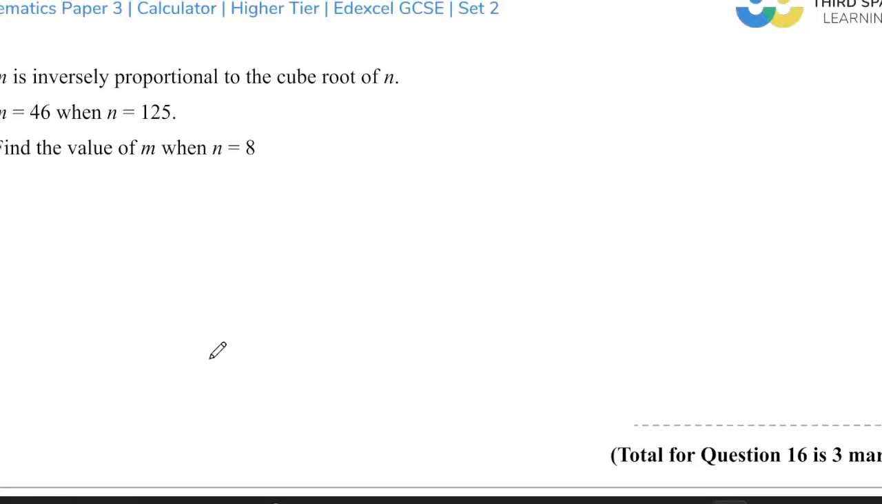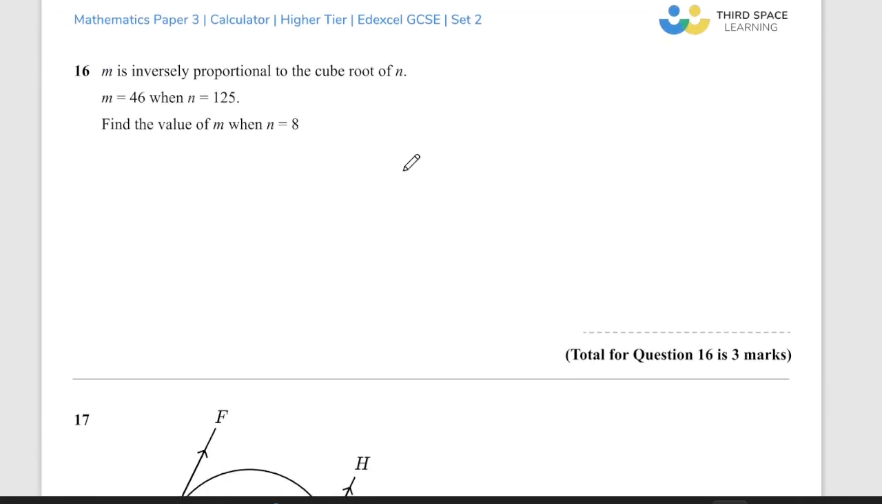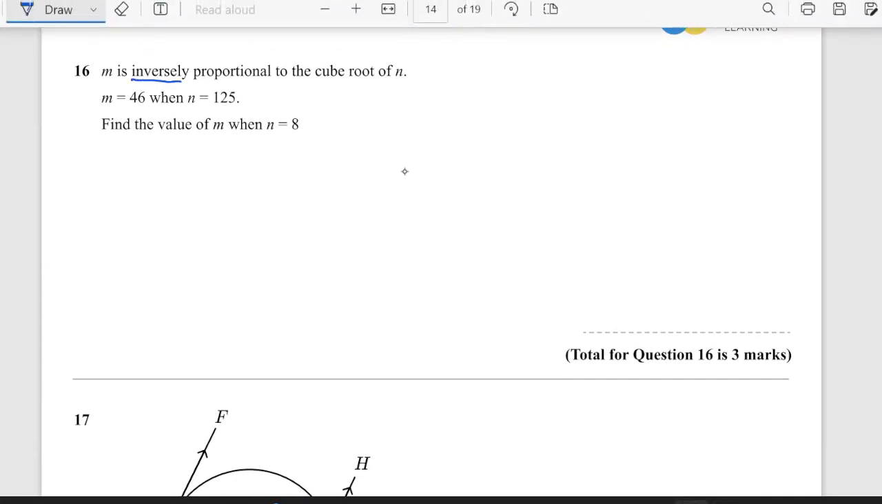Okay, question 16 then. M is inversely proportional to the cube root of n. So we're given a value and we're asked to find n. So m is inversely proportional to the cube root of n, so 1 over the cube root of n. That's my equation with the proportionality symbol. I'm going to say m is equal to k over the cube root of n.